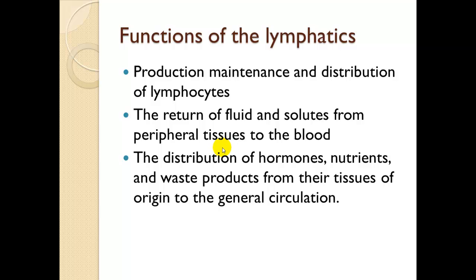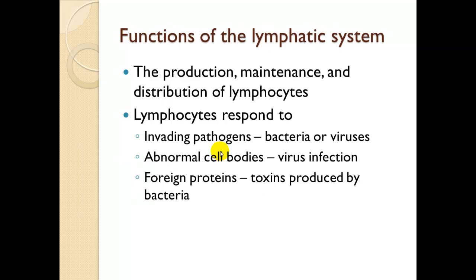Functions of the lymphatics. They produce, maintain, and distribute lymphocytes. The return of fluid and solutes from the peripheral tissues and the blood. The distribution of hormones, nutrients, and waste products from their tissues of origin to the general circulation. So if they have waste products and they're trying to get it out of the body, the easiest way to do that is to put it into the lymphoid structures or the return circulation and get it to wherever it needs to go. Most commonly, we'll eliminate it in the intestine.